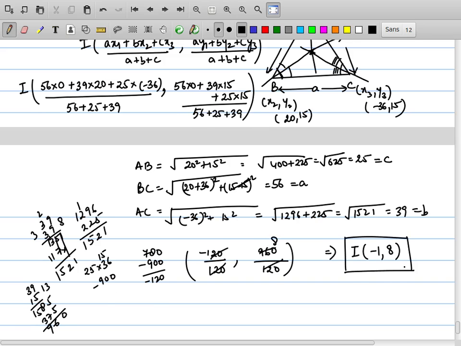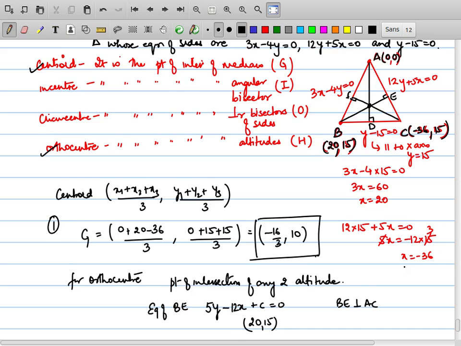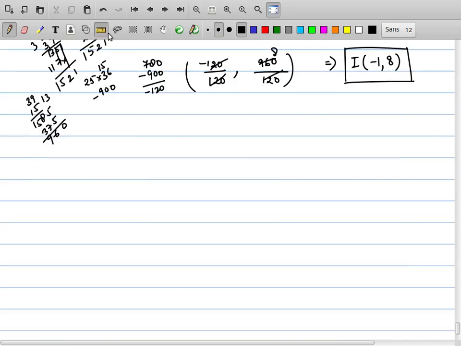This is a bit calculative because this is a slightly lengthy question. And the last one is we have to find the perpendicular bisectors. Now for perpendicular bisectors, what we have to do is, this is A (0, 0), this is B (-36, 15), and this is C (20, 15).